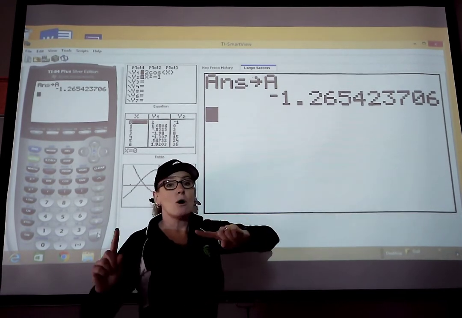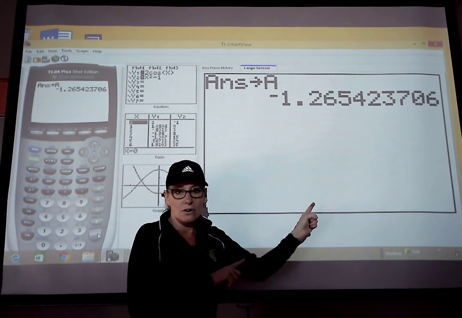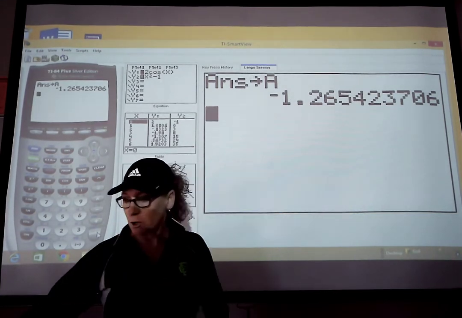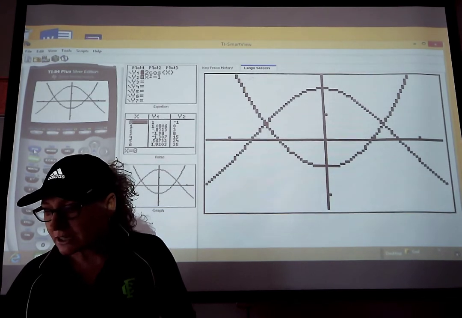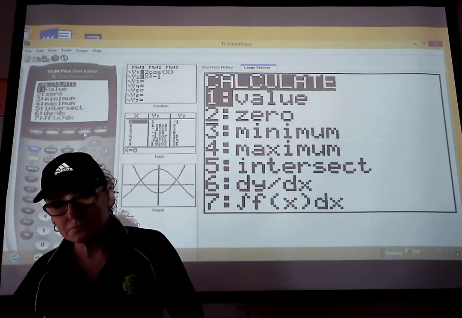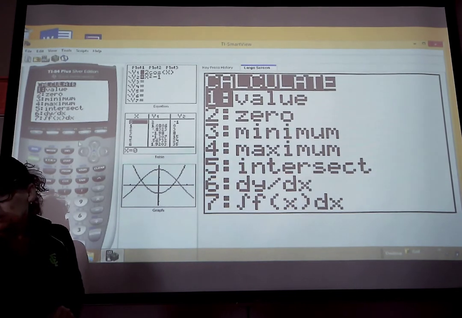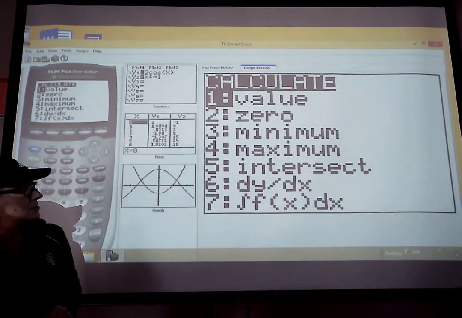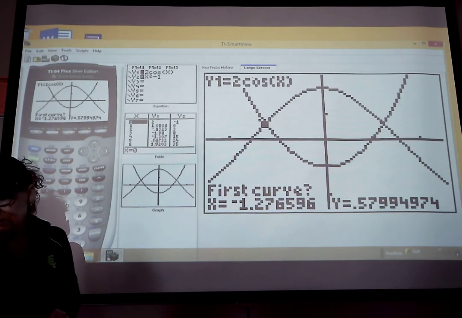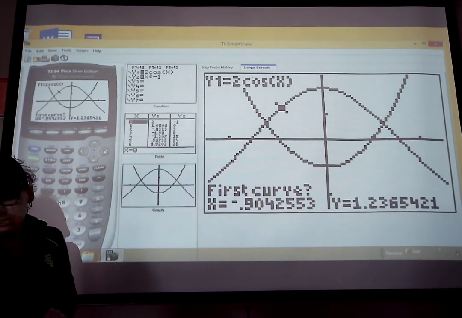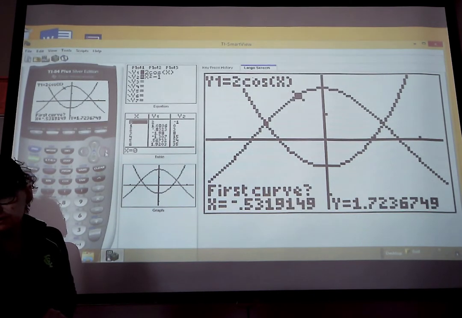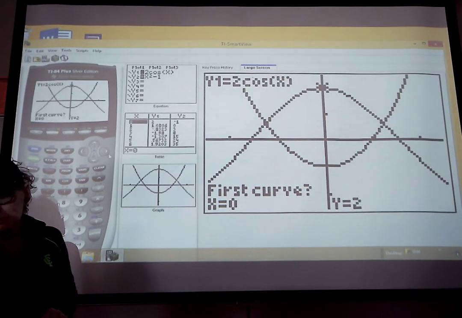All right, now we need the other point of intersection. So go back to your graph. Calculate again. Choose 5, calculate an intersection. All right, it's right where I left it. So let's move it over a bit. And it's just following that first curve, which is fine. Mine's probably slower than yours.